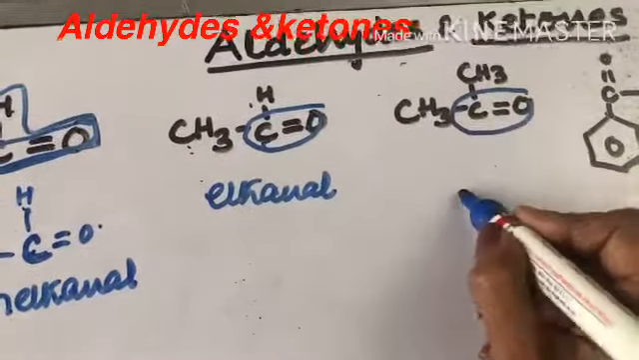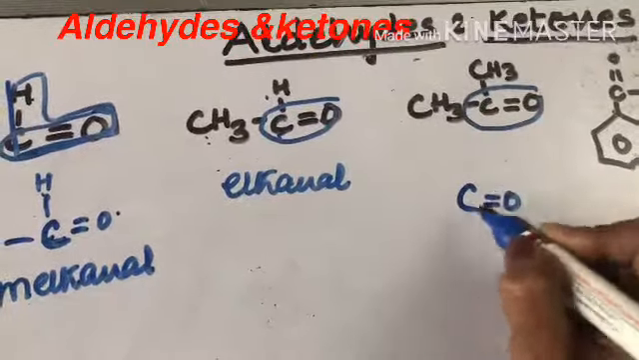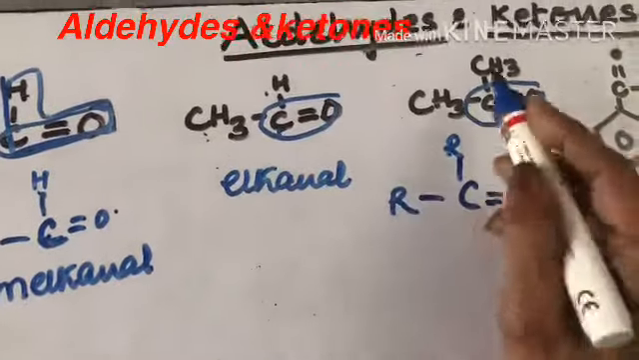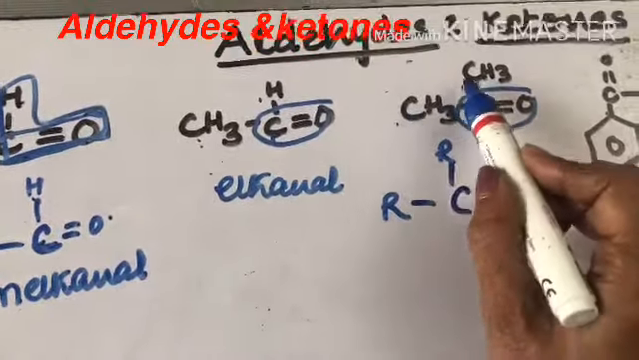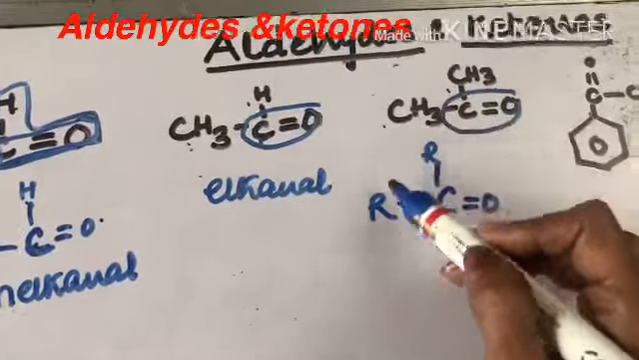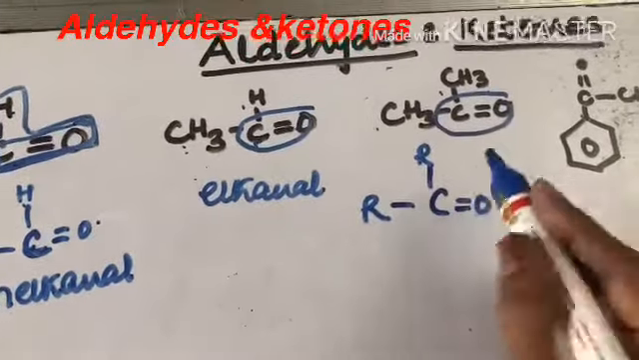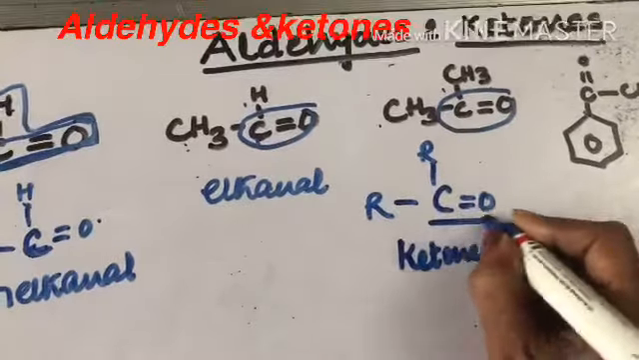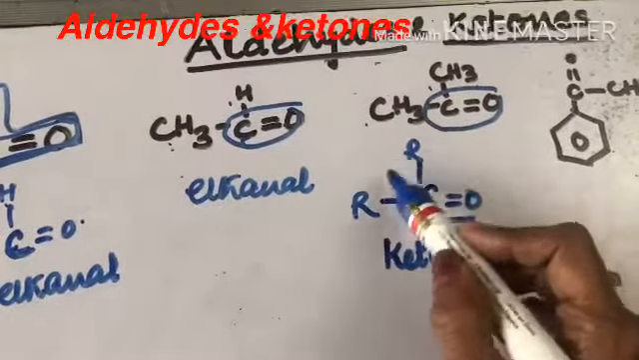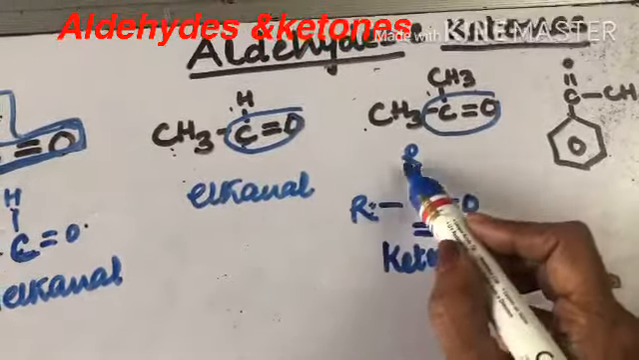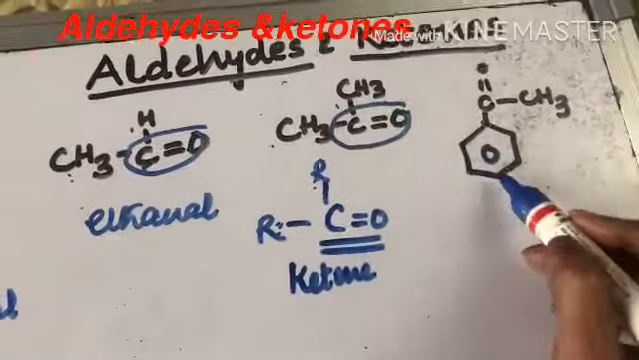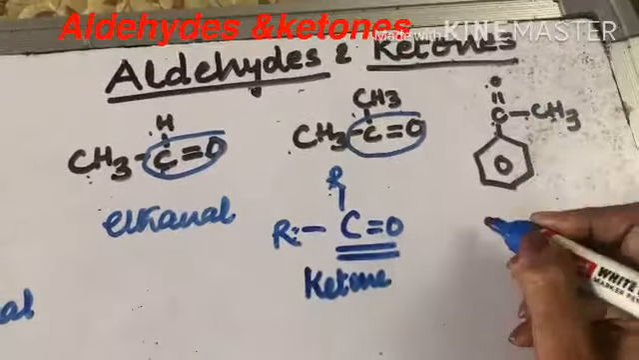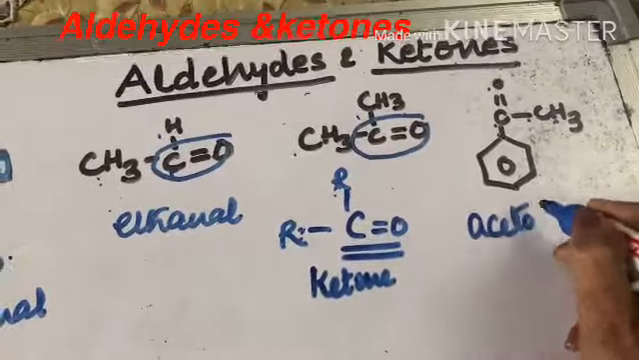Now in a ketone, against the double bond of CO, there are two alkyl groups attached. They can be CH3 and CH3, or CH3 and CH2 or whatever. So these groups are attached, and now it becomes a ketone. So in a ketone, against the carbonyl group, there are alkyl groups on both sides. This is on a benzene ring. If I write CO and CH3, it is called acetophenone.